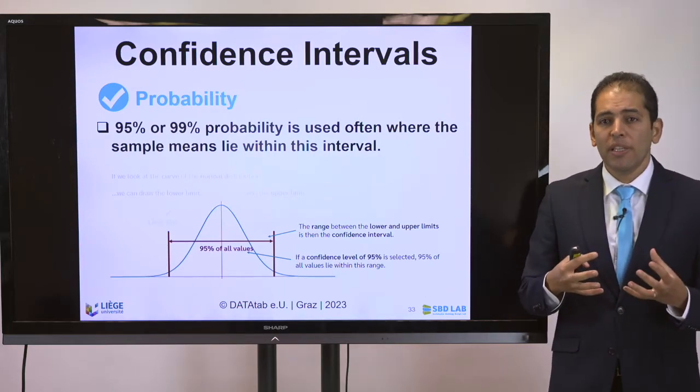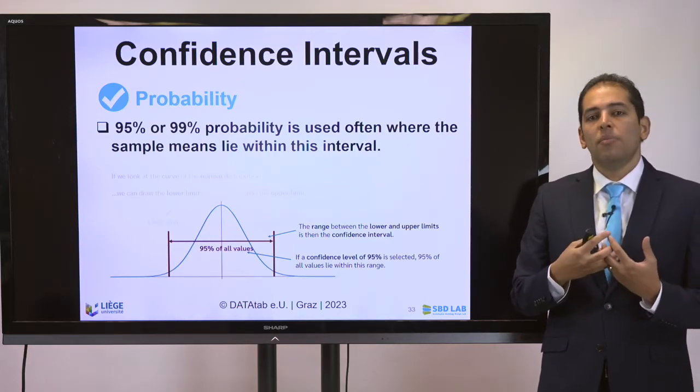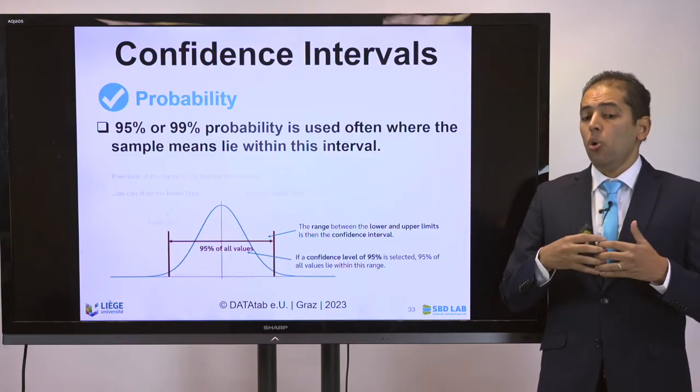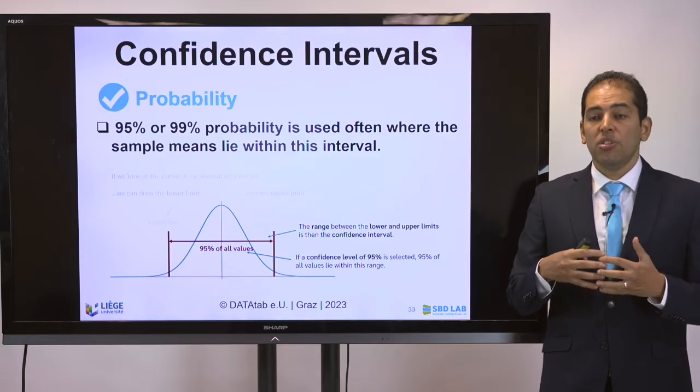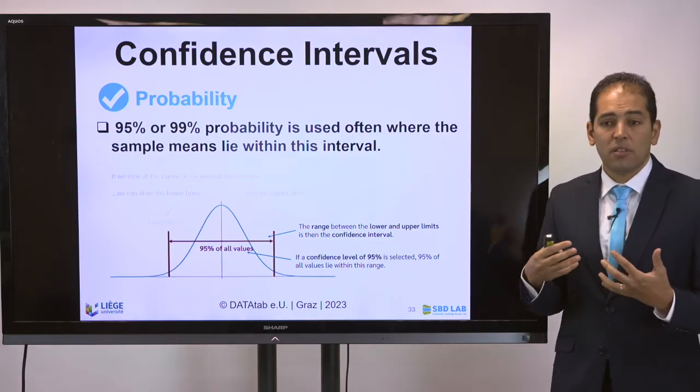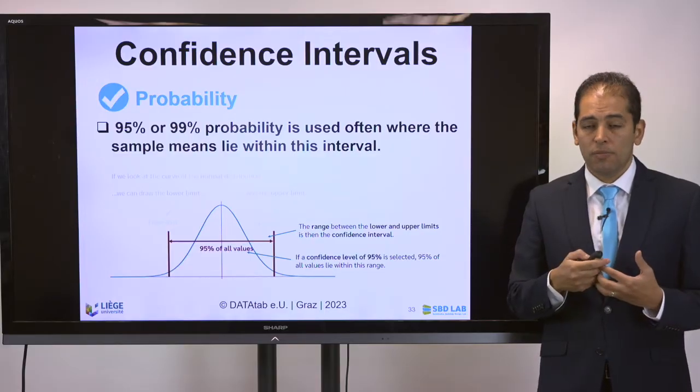Now, after doing that, I can start to estimate the probability, and like we mentioned before, it could be a 95% or a 99% probability, which is used often, where the sample means lie within the interval, and based on that, I can proceed with my calculation.